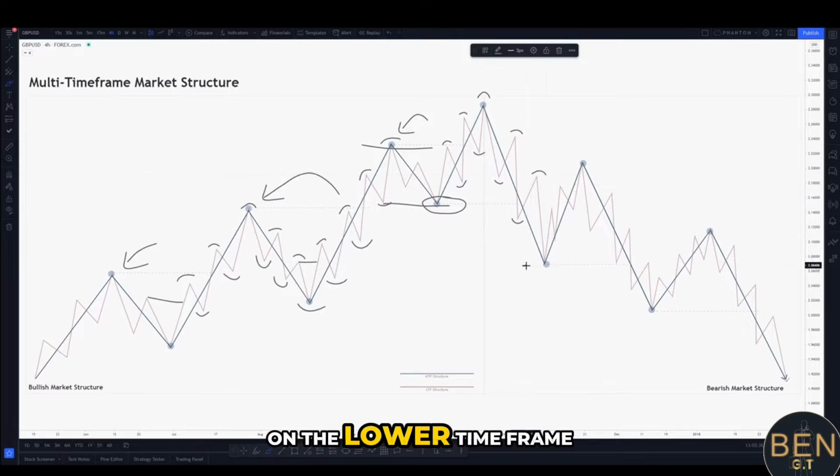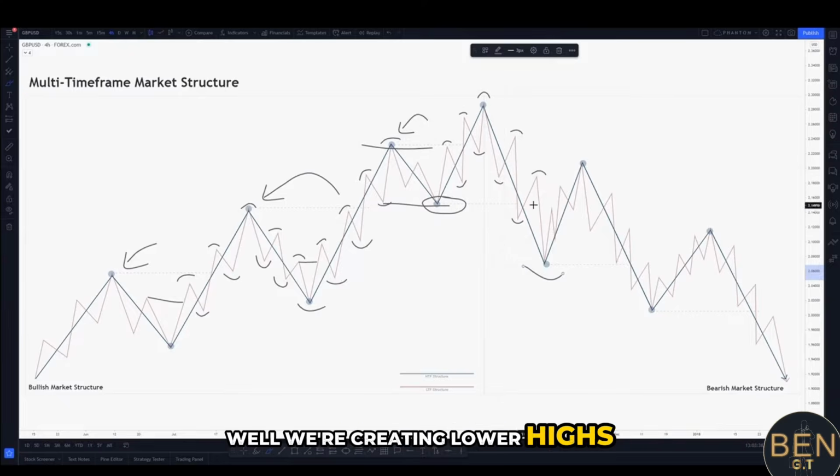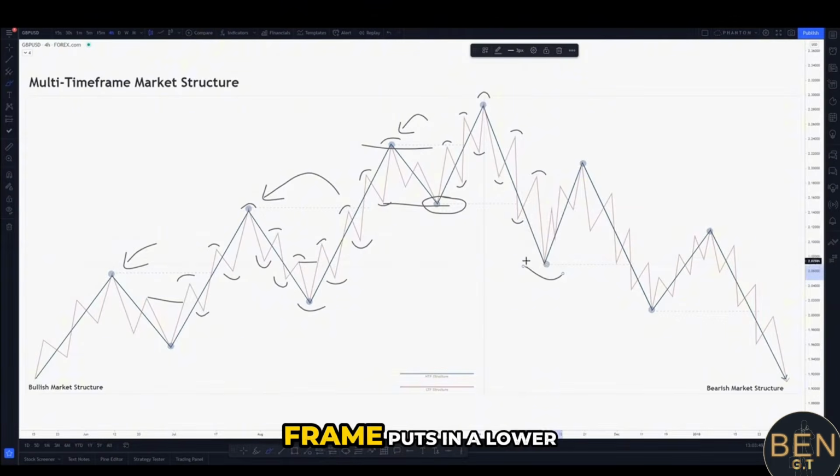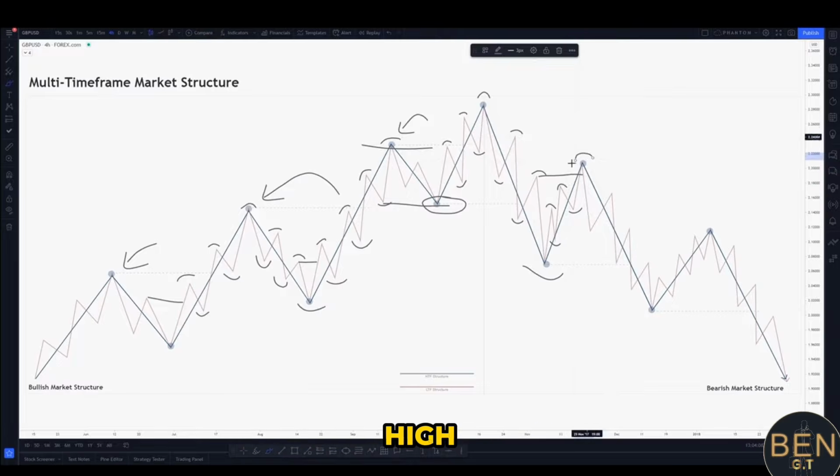And as we can see on the lower time frame structure as well, we're creating lower highs and lower lows. And as the higher time frame puts in a lower low, we can see that price is logically going to start to retrace or correct. And on the lower time frame, we can start to see that price is creating a series of higher highs and higher lows. Well, we can see in this case, we would break this structure. This would be the higher high on the lower time frame, which would form our lower high on the higher time frame. And then what we can see is price then starts to move back to the downside.